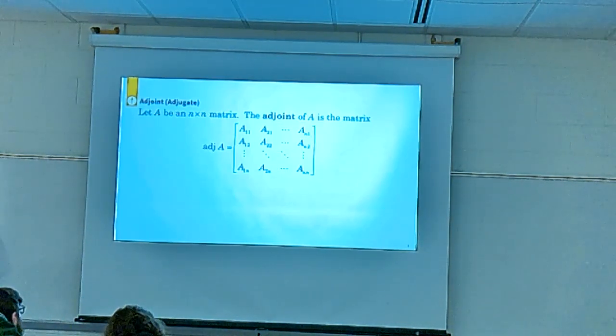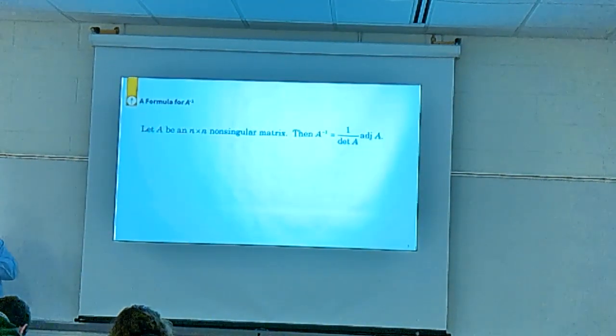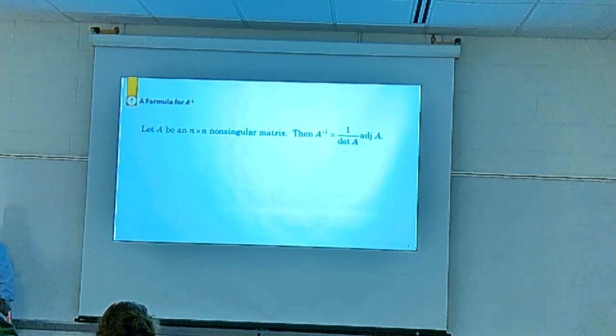We can use the adjoint to find the inverse. The inverse of a non-singular matrix A is 1 over the determinant of A times the adjoint of A.